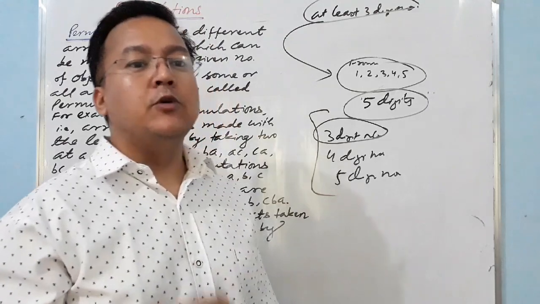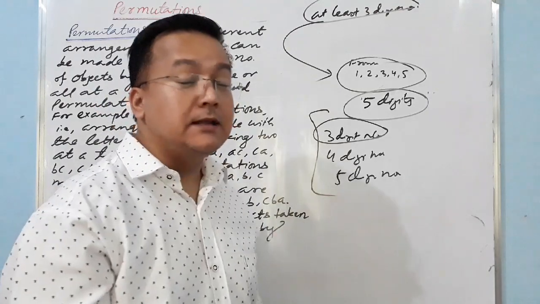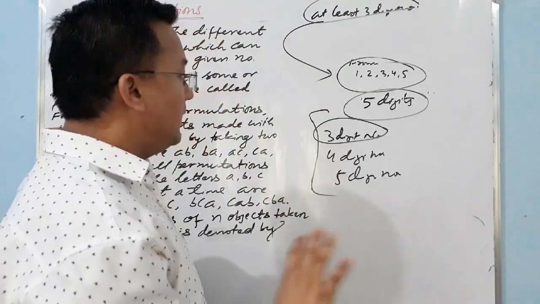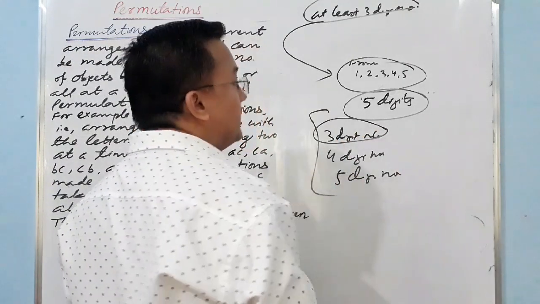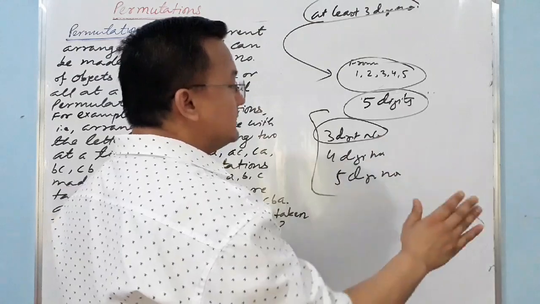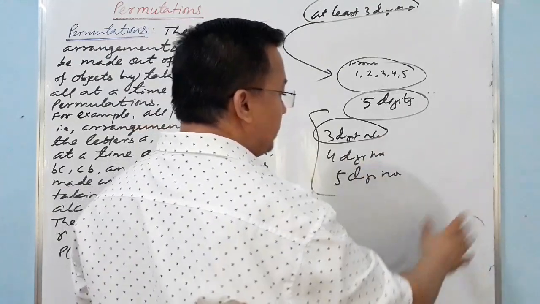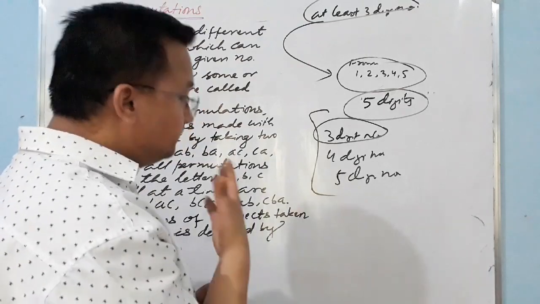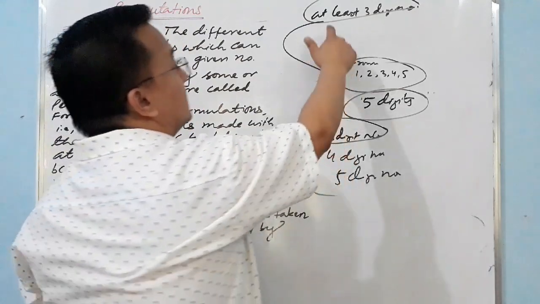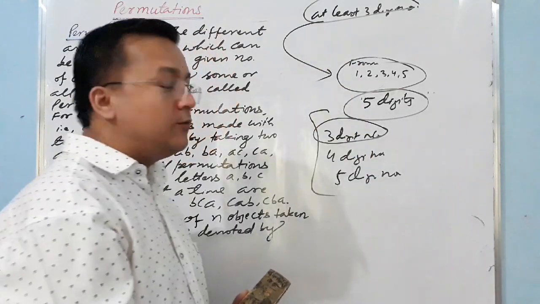That's why we can go up to 5-digit numbers, right? Now here, we will find out 3-digit numbers the same way using the fundamental principle of counting. 4-digit numbers and 5-digit numbers we can find the same way, right? And then to find the answer for at least three-digit numbers, what will you do?